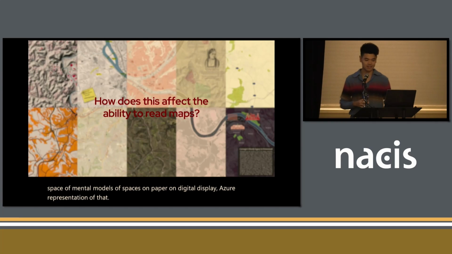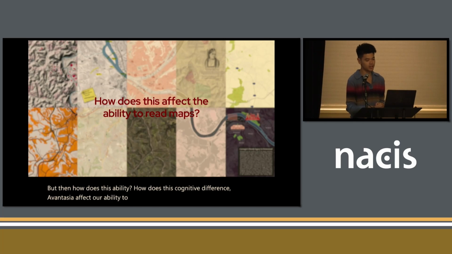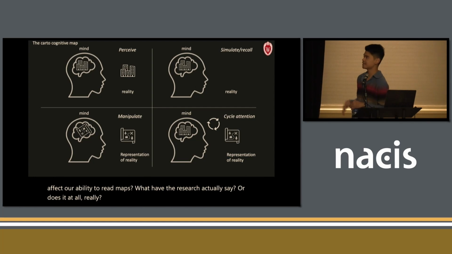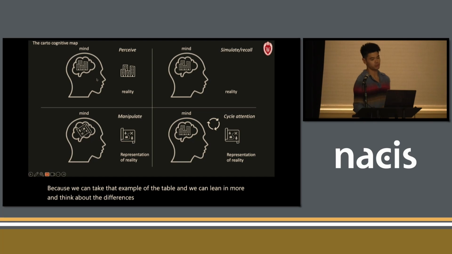But then how does this ability, how does this cognitive difference, aphantasia, affect our ability to read maps? What does the research actually say? Or does it at all, really? Because we can take that example of the table and lean in more and think about the differences when it comes to actual spaces.